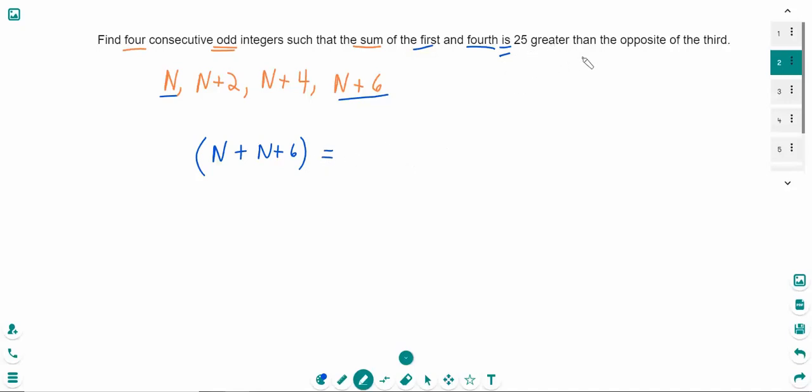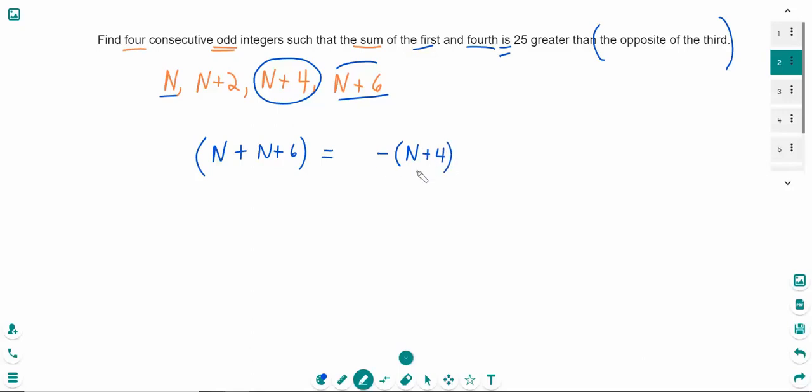Well, greater than what? We have to look at that. It's greater than the opposite of the third. So it's greater than this part. So what is the opposite of the third? Well, the third number is this one. So the opposite of that third number is going to be its negative. Now be careful here. It's negative, and then I'm going to put in parentheses the third number, n plus 4.